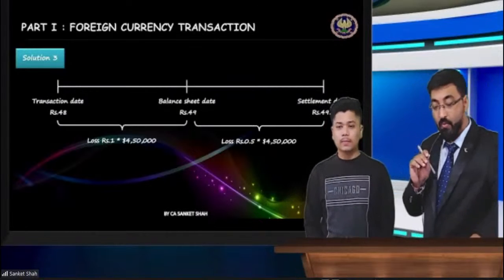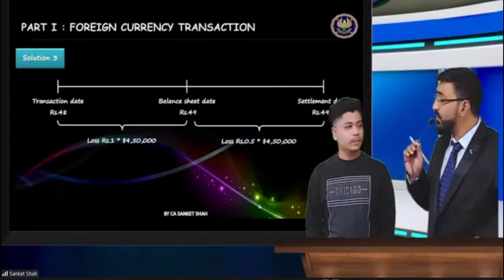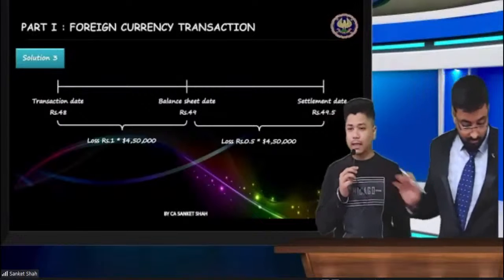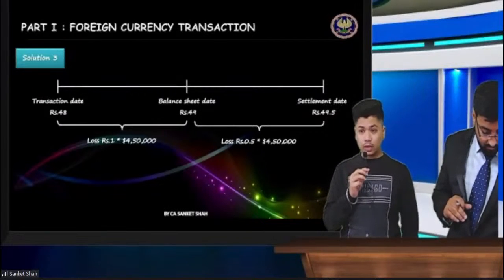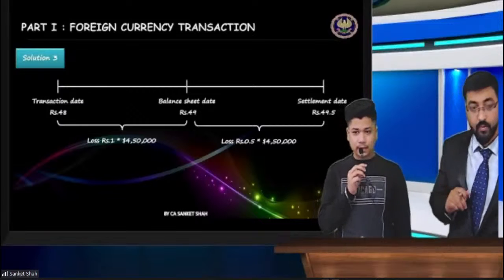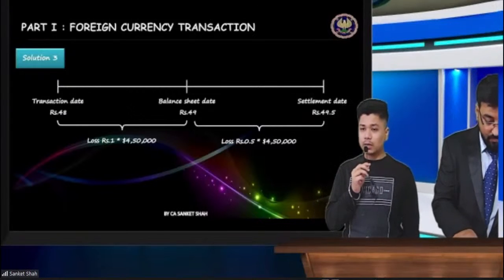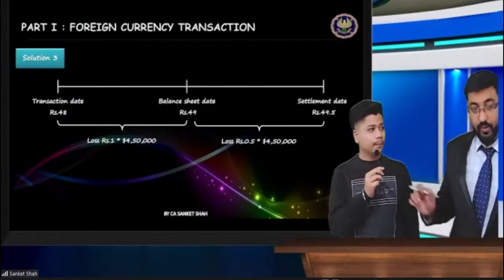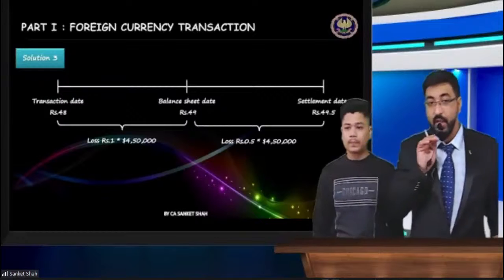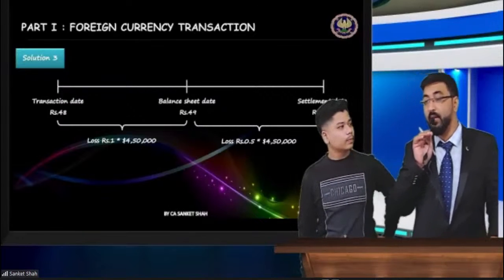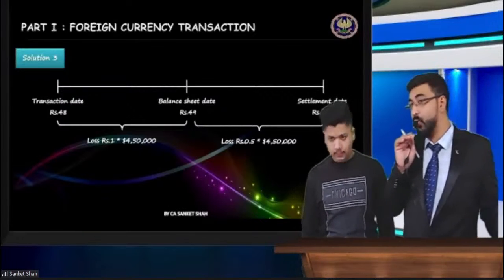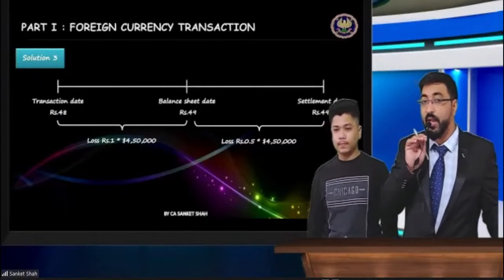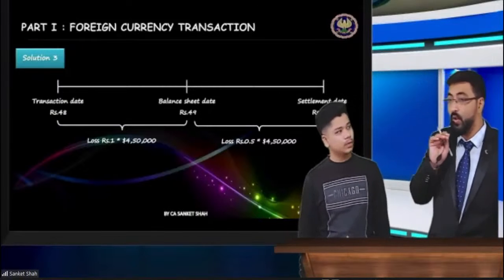I hope you understood it. What is the accounting treatment? In how many parts have we divided this? We have divided it in three parts. The first part is initial recognition at transaction date, the second is valuation on balance sheet date, and the third is settlement date. Very good.